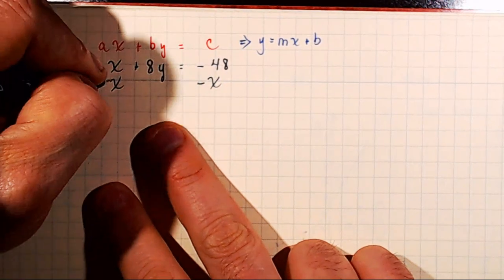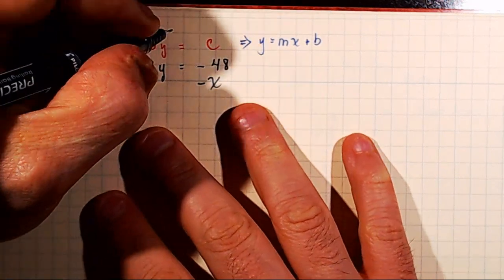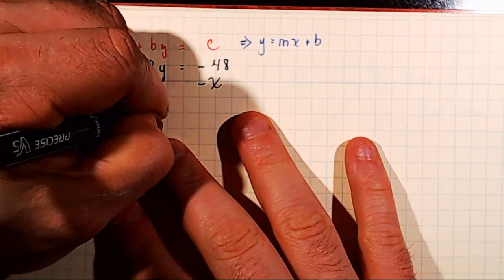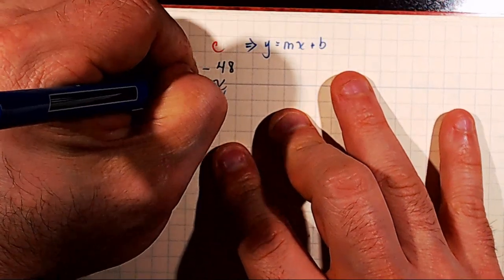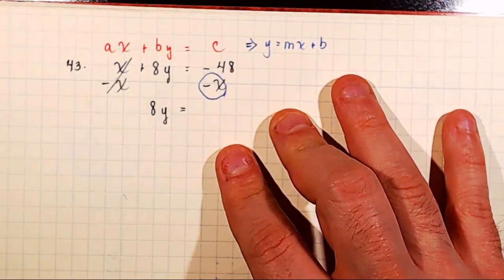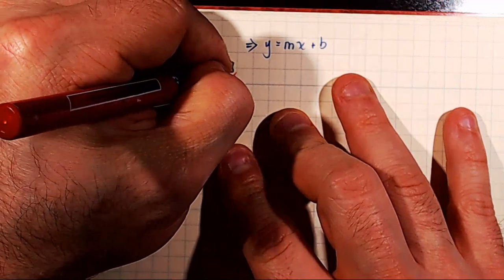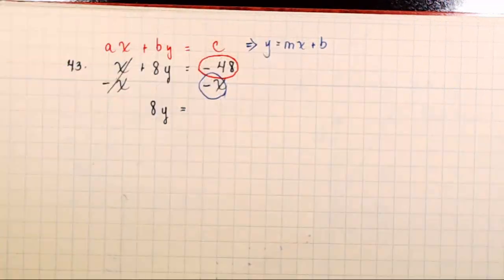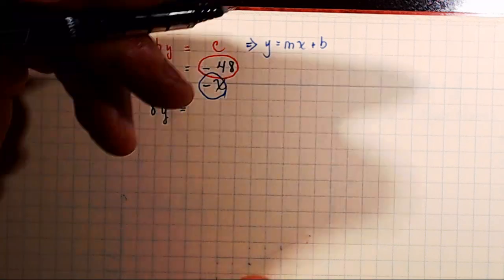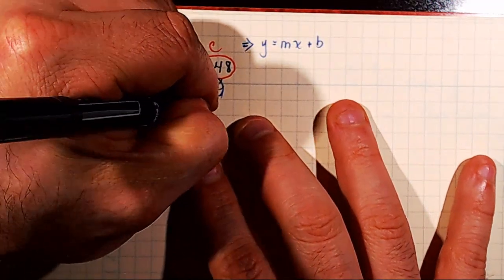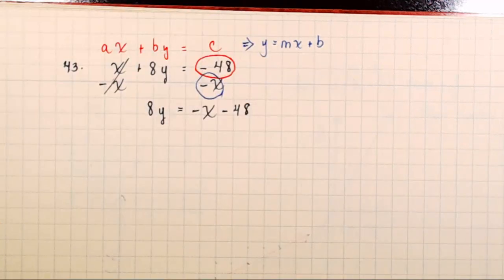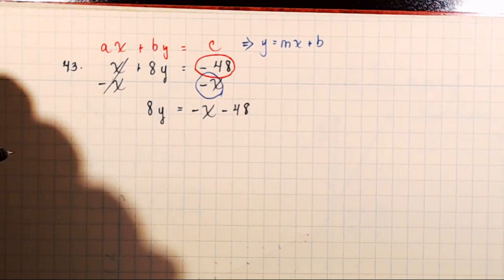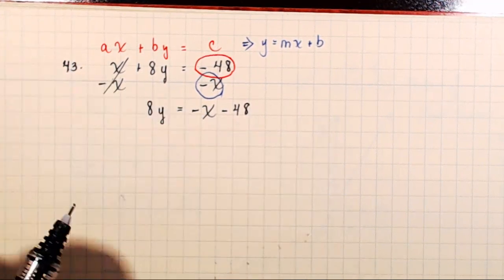Trying to isolate y, so I just have 8y now. Remember, these are unlike terms, so you can't do anything with them except set them next to one another. So just put negative x minus 48. Don't try to combine those in any way yet. All right, so now we have 8y equals negative x minus 48.